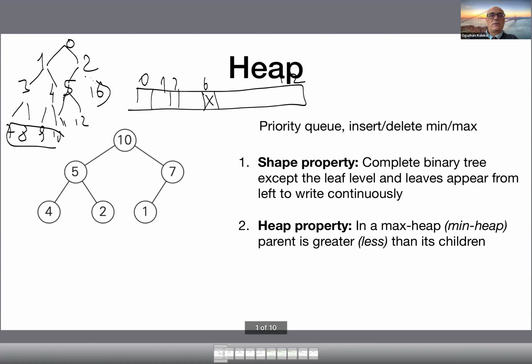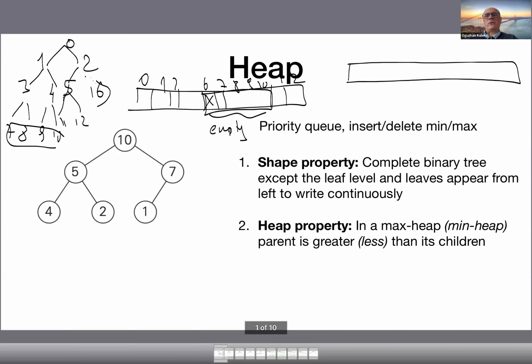And positions 7, 8, 9, and 10 are all vacant positions, but they are here. So let's say these are empty, and then you have it. The moral of the story is that when you have an array, this array actually encodes a binary tree.